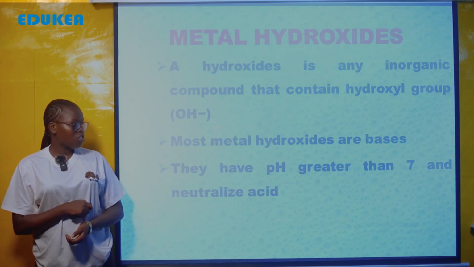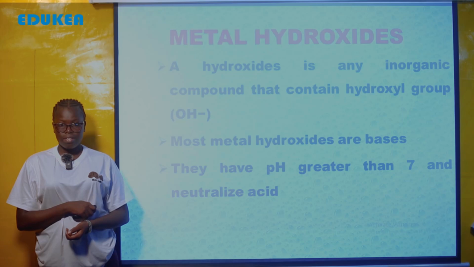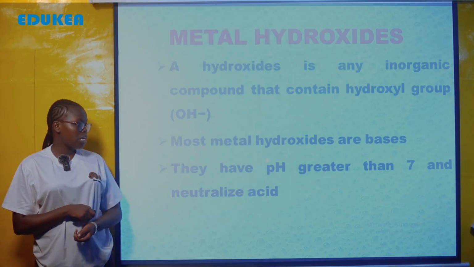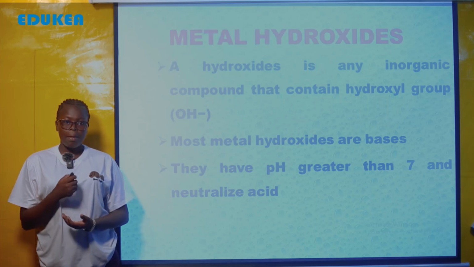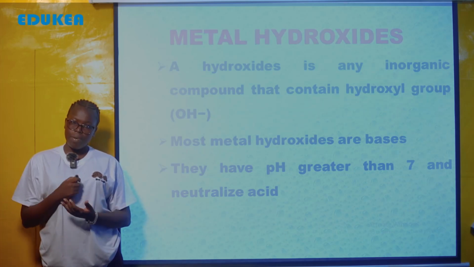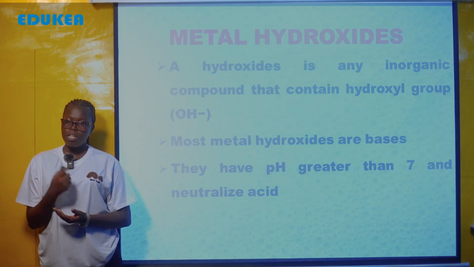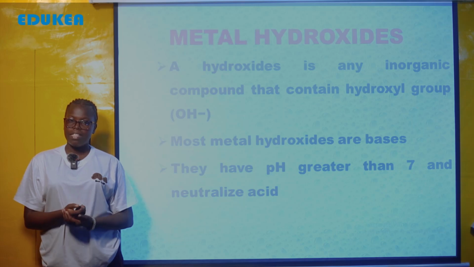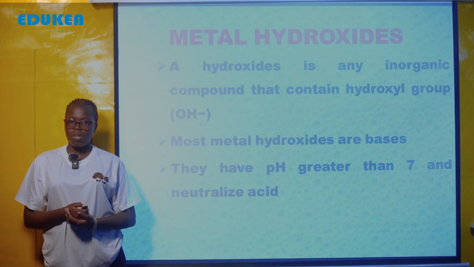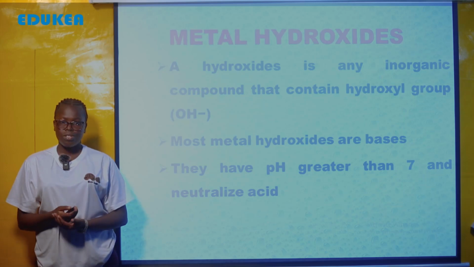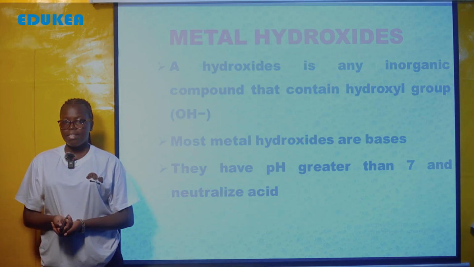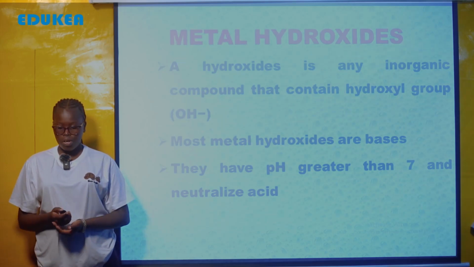Most metal hydroxides are bases, and they have a pH greater than 7, which neutralizes acid. Mara nyingi pH scale yetu inaanzia 7 hadi 14. They are basic in nature and they are used to neutralize acid. Now let us consider the preparation of metal hydroxide.